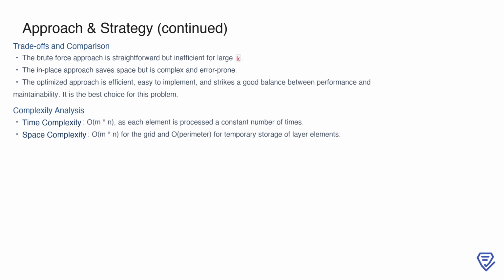From a complexity standpoint, the optimized approach processes each element of the grid a constant number of times, leading to a time complexity of m*n, where m and n are the grid dimensions. The space complexity primarily involves storing the elements of a single layer temporarily, which is proportional to the layer's perimeter. This gives an additional space complexity of perimeter, making the overall space requirement manageable and efficient for most practical cases.